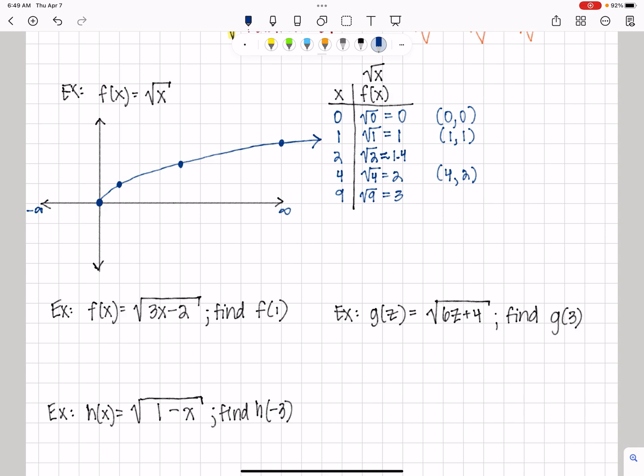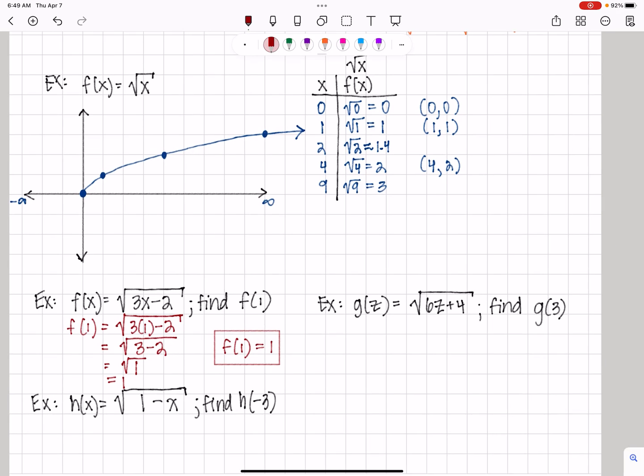Now we can find function values of different square roots. So I've got in the first example, f of x equals the square root of 3x minus 2. If I want to find f of 1, everywhere I see an x, I'm going to put a 1 in its place. So I've got the square root of 3 times 1 minus 2. And that is the same thing as 3 minus 2 in the radicand. The 3 minus 2 is 1, and the square root of 1 is 1. So f of 1 is equal to 1.